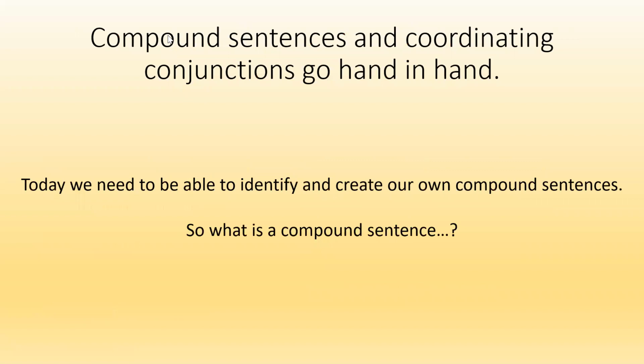Okay, so compound sentences and coordinating conjunctions, they go hand in hand, right? When I say they go hand in hand, what I mean is you can't have a compound sentence without a coordinating conjunction. If you use a coordinating conjunction, then you've made a compound sentence. So they go together. So today we need to be able to identify compound sentences and create our own compound sentences. But what is a compound sentence?